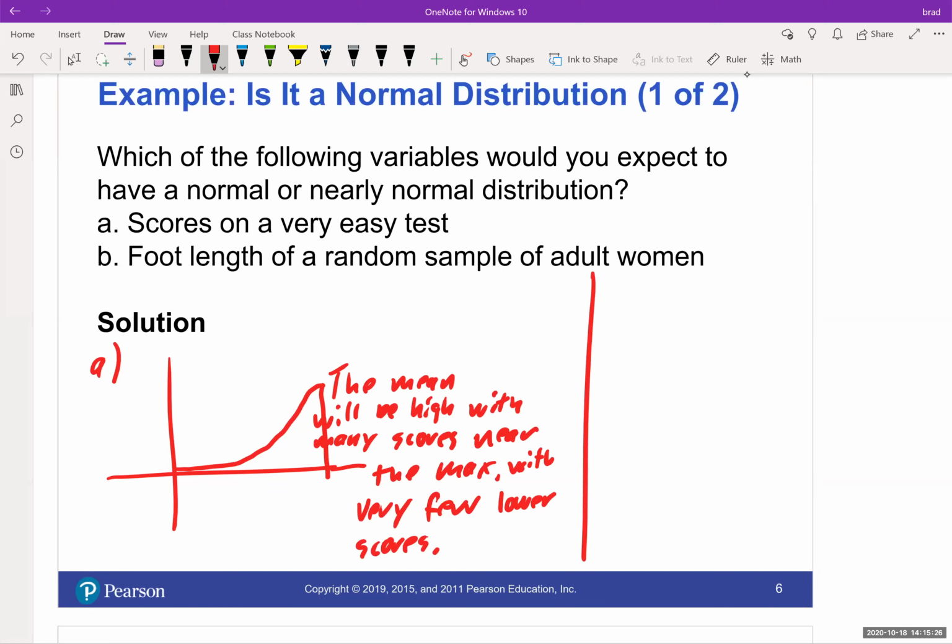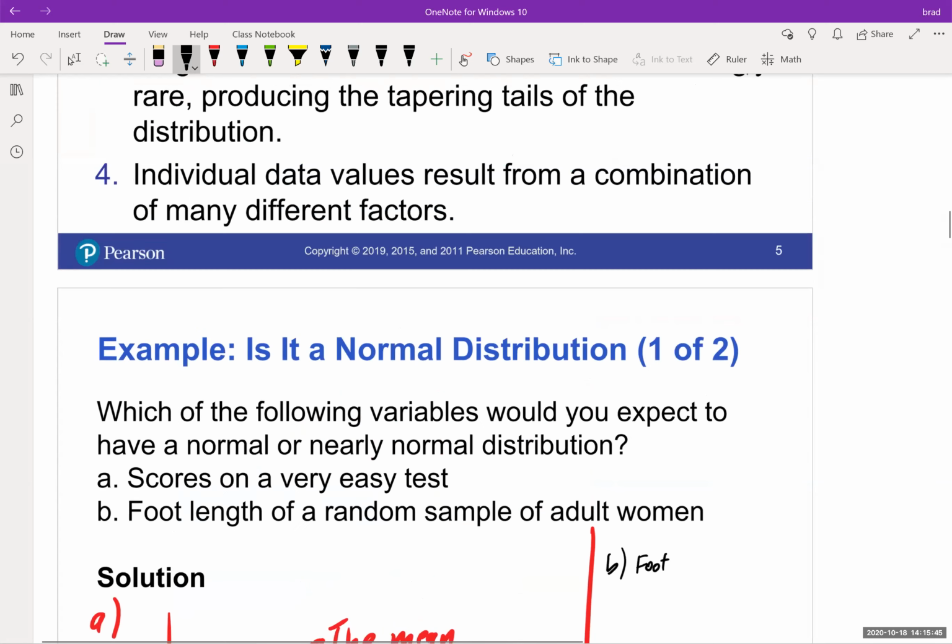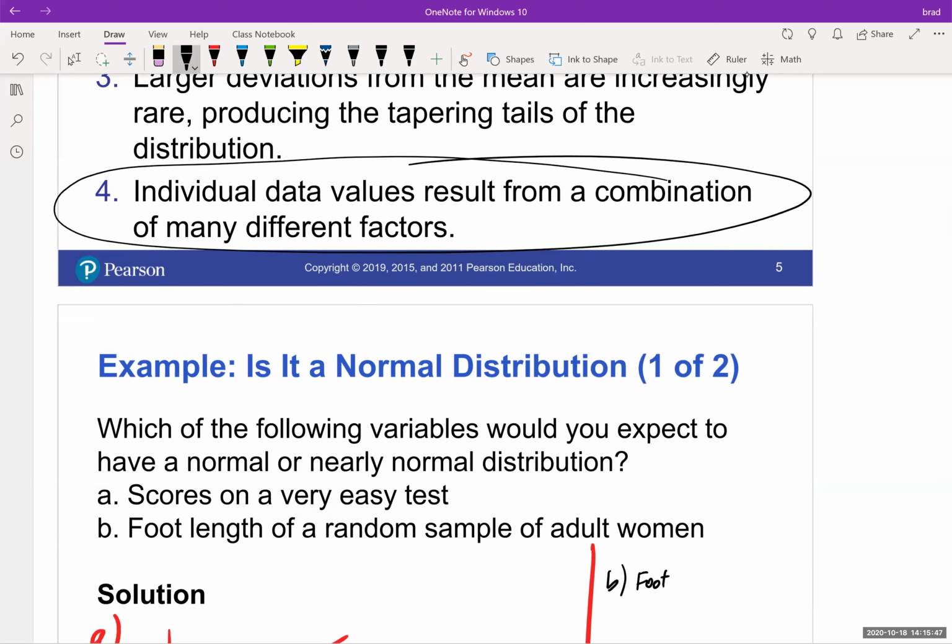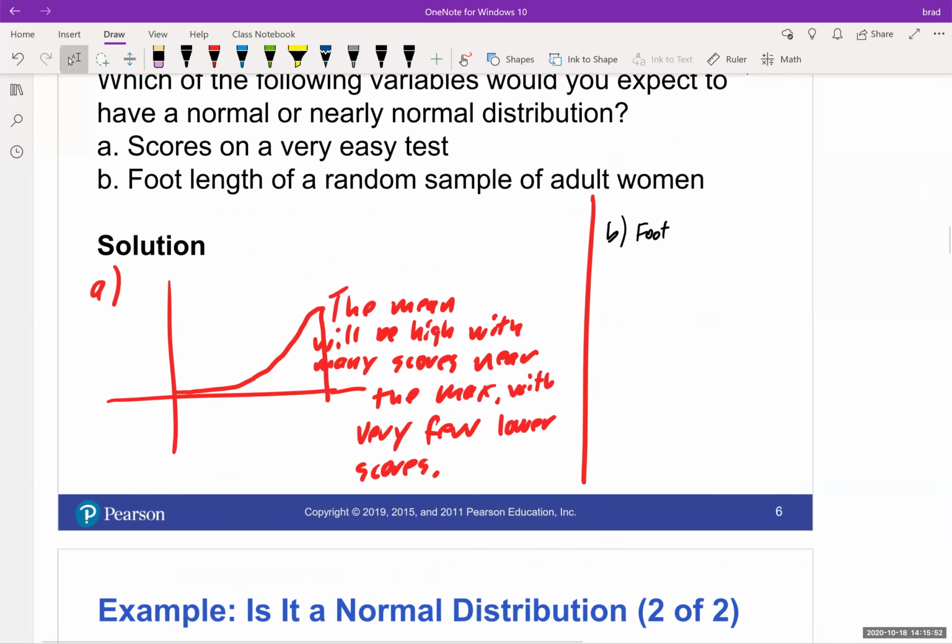Now, what if I do another one for foot lengths? Well, foot lengths, and again, this is randomly chosen. And it's a foot length chosen by a lot of different factors, you know, gender, genetics, all these different things. That's kind of what I think they meant by this. Individual data results from a combination of many different factors. So it could be from genetics, so on and so on. Environmental factors.